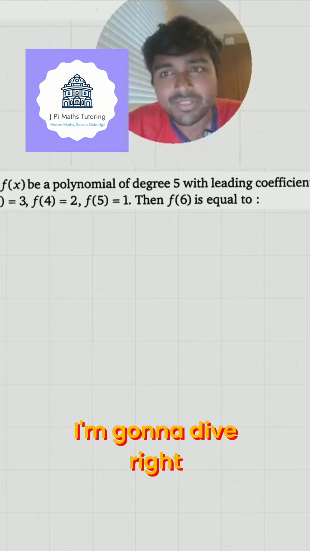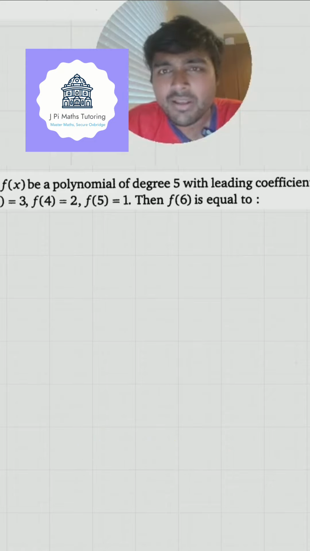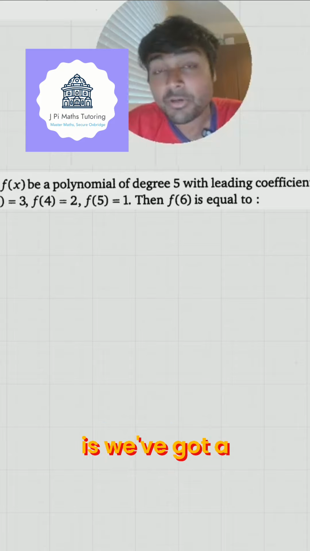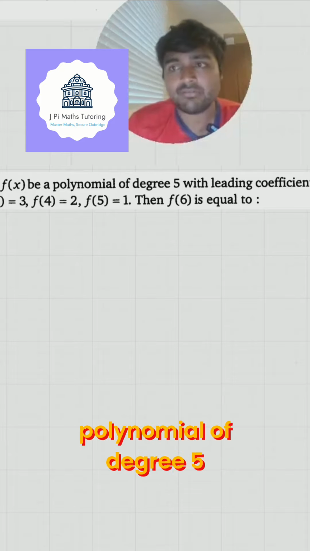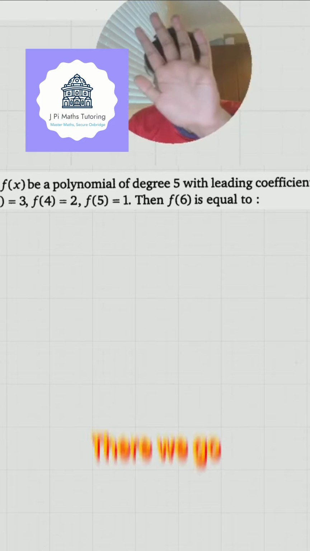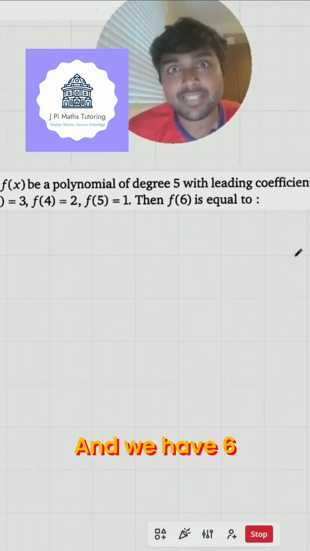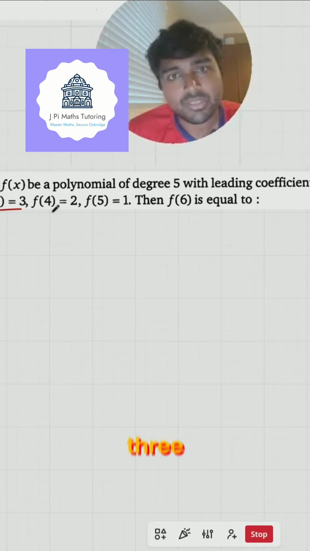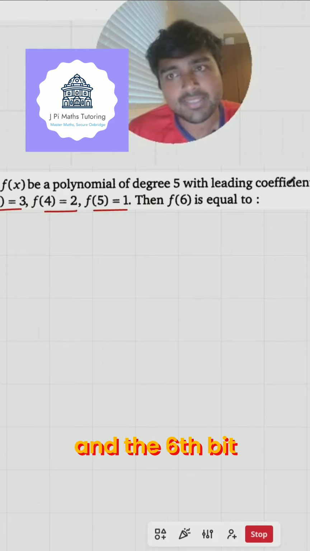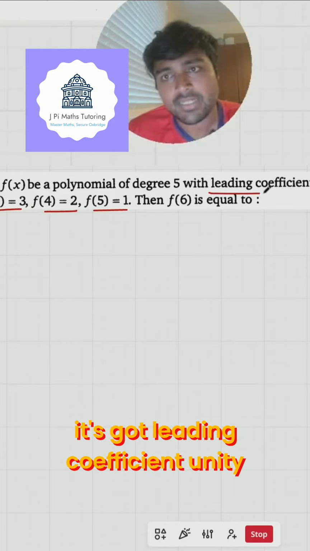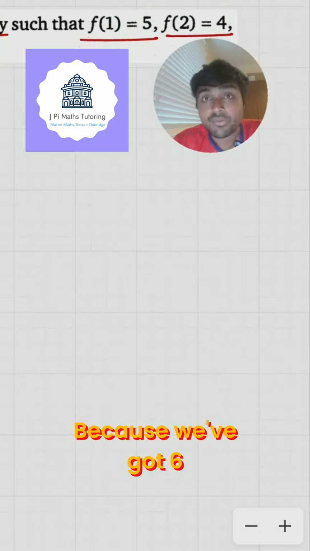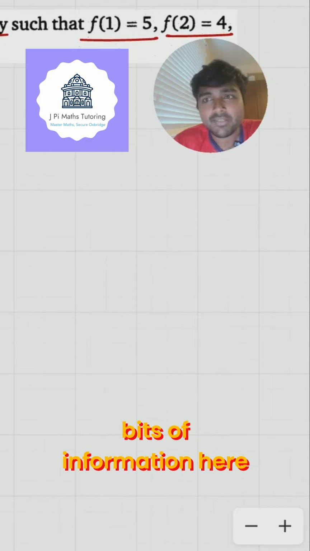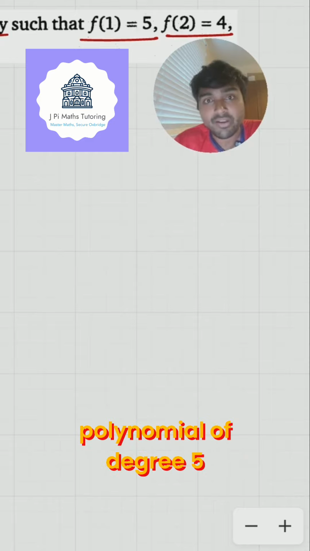I'm going to dive right into a solution. One thing I notice is we've got a polynomial of degree 5. Oh, you can't see my 5 there. There we go. And we have 6 bits of information. We have this bit, that's 1, 2, 3, 4, 5. And the 6th bit of information is that it's got leading coefficient unity. Because we've got 6 bits of information here, and we have a polynomial of degree 5.